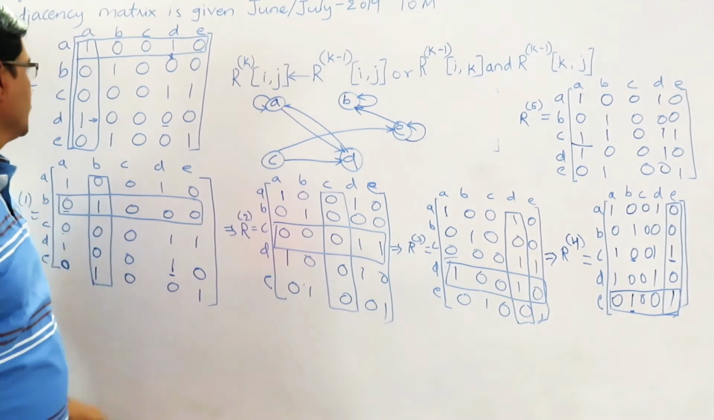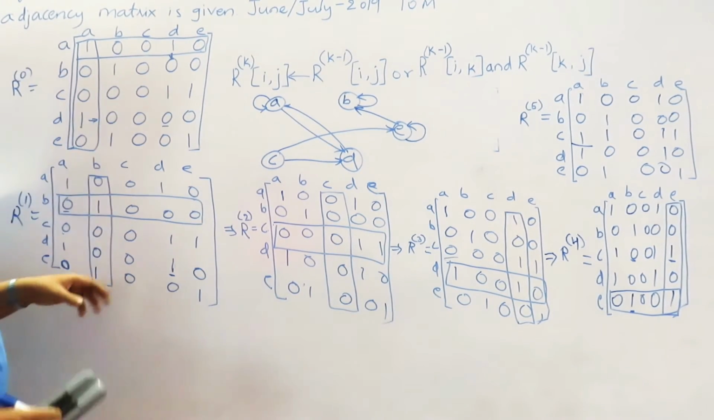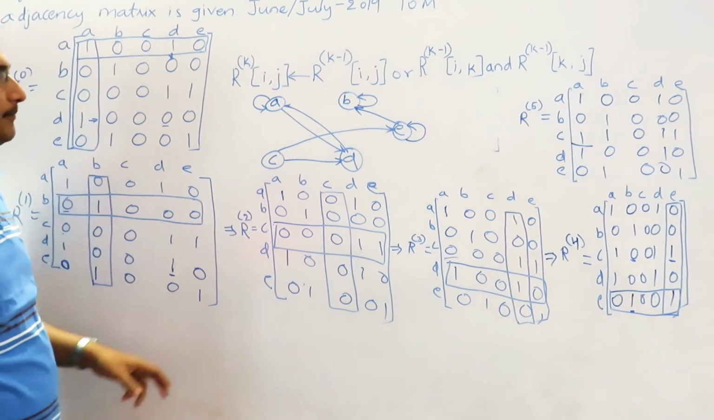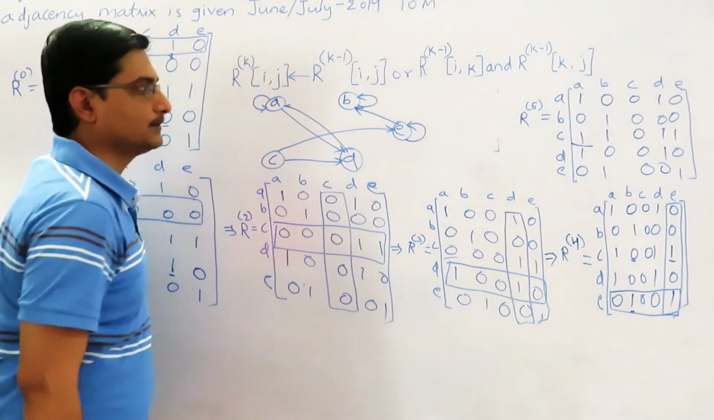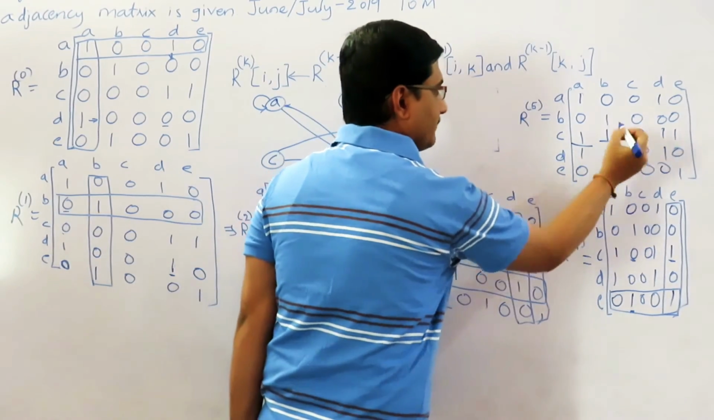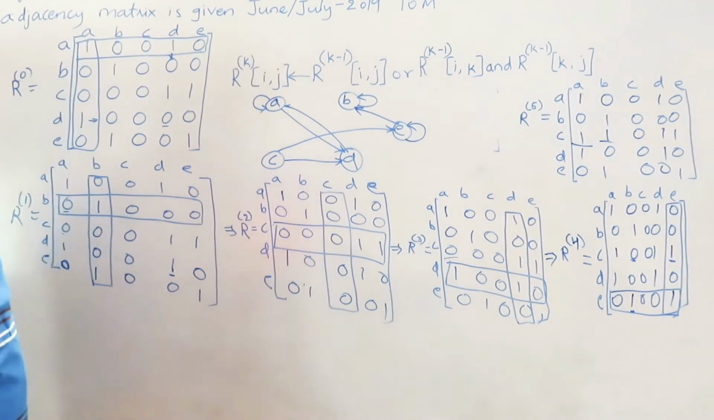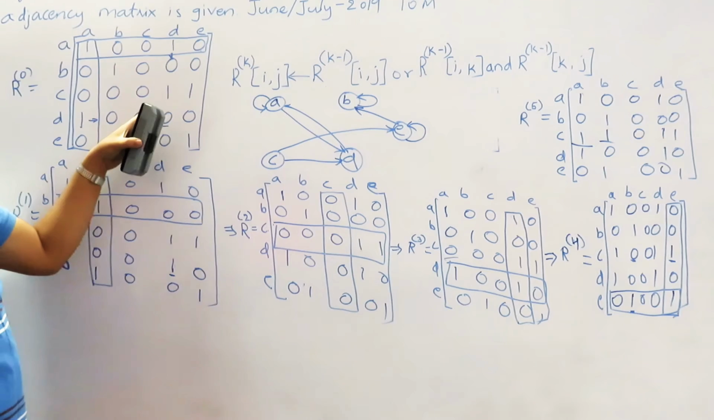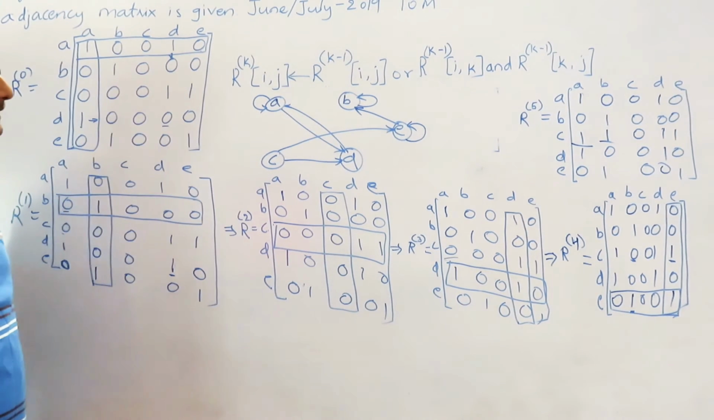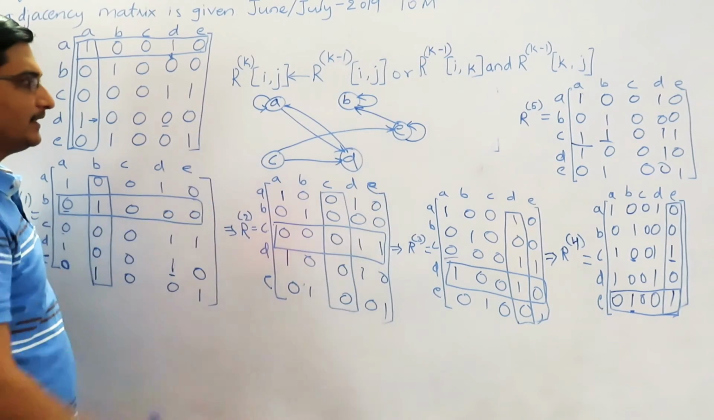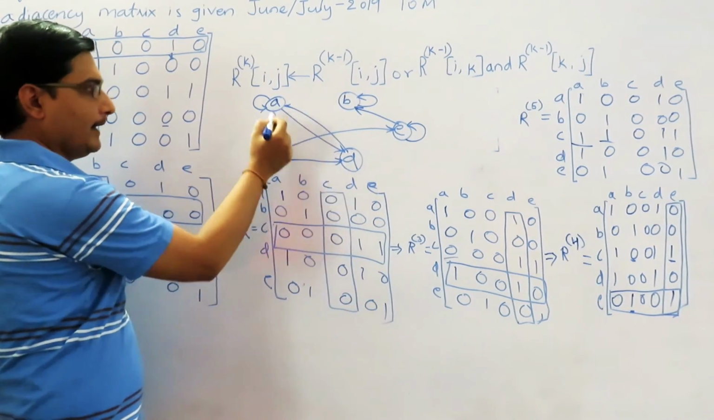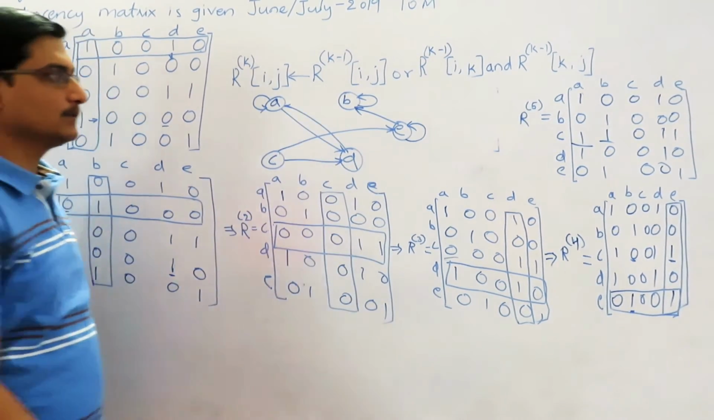And C to B, it was not there here. There is no direct path C to B, but there is a path: C to E, E to E, E to B. So there is a non-trivial path. And C to D, of course, there is a direct path, and C to E. There are direct paths. And from D, D to A there is a direct path. D to D, it is showing D to D. So D to A to D, there is a path. So this is also right.